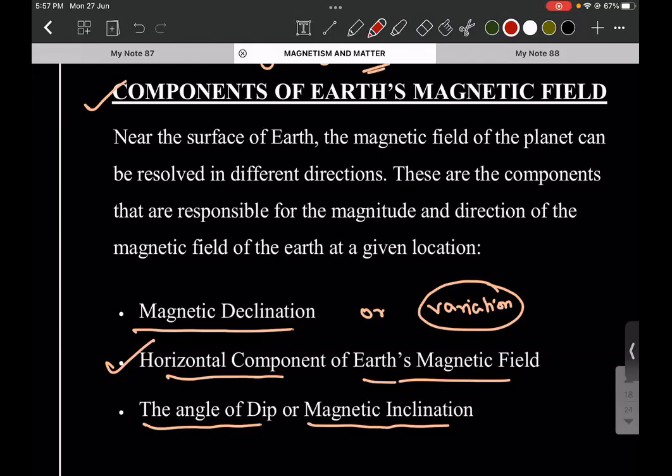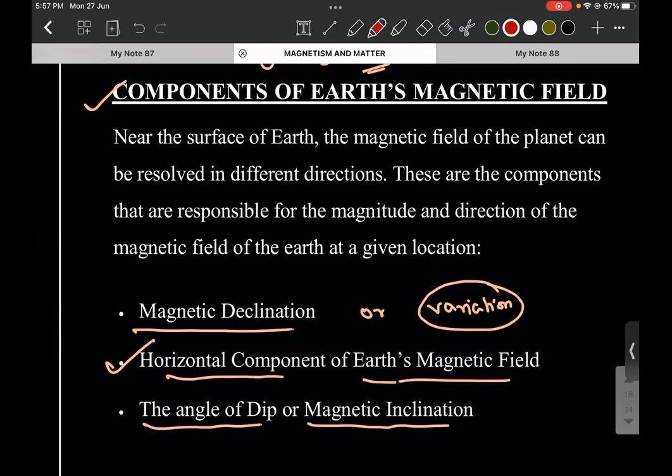Sir, should we write the above paragraph also? No, that's not needed. You just write down the heading as components of Earth's magnetic field, and under that the first point is magnetic declination or variation. Okay, sir.